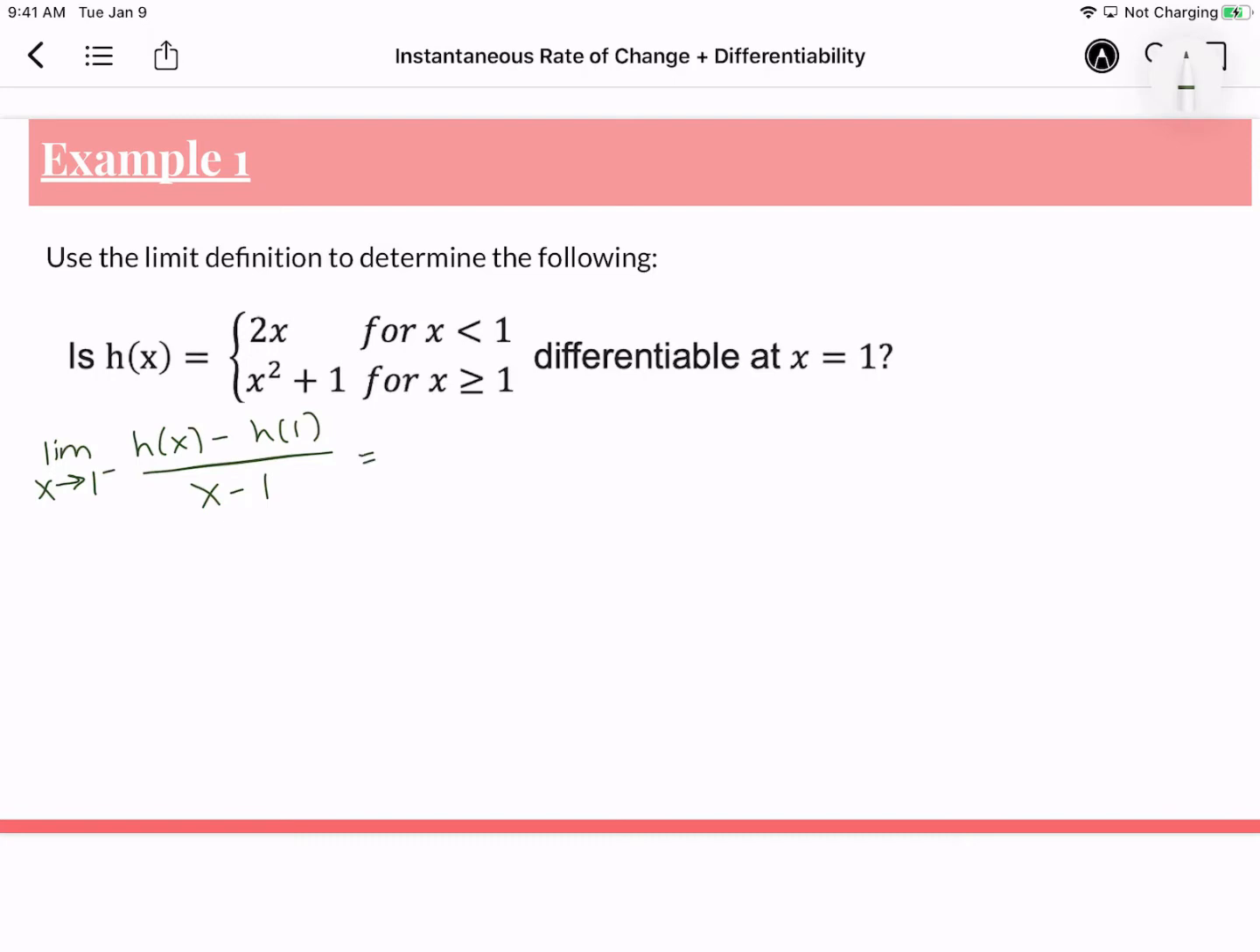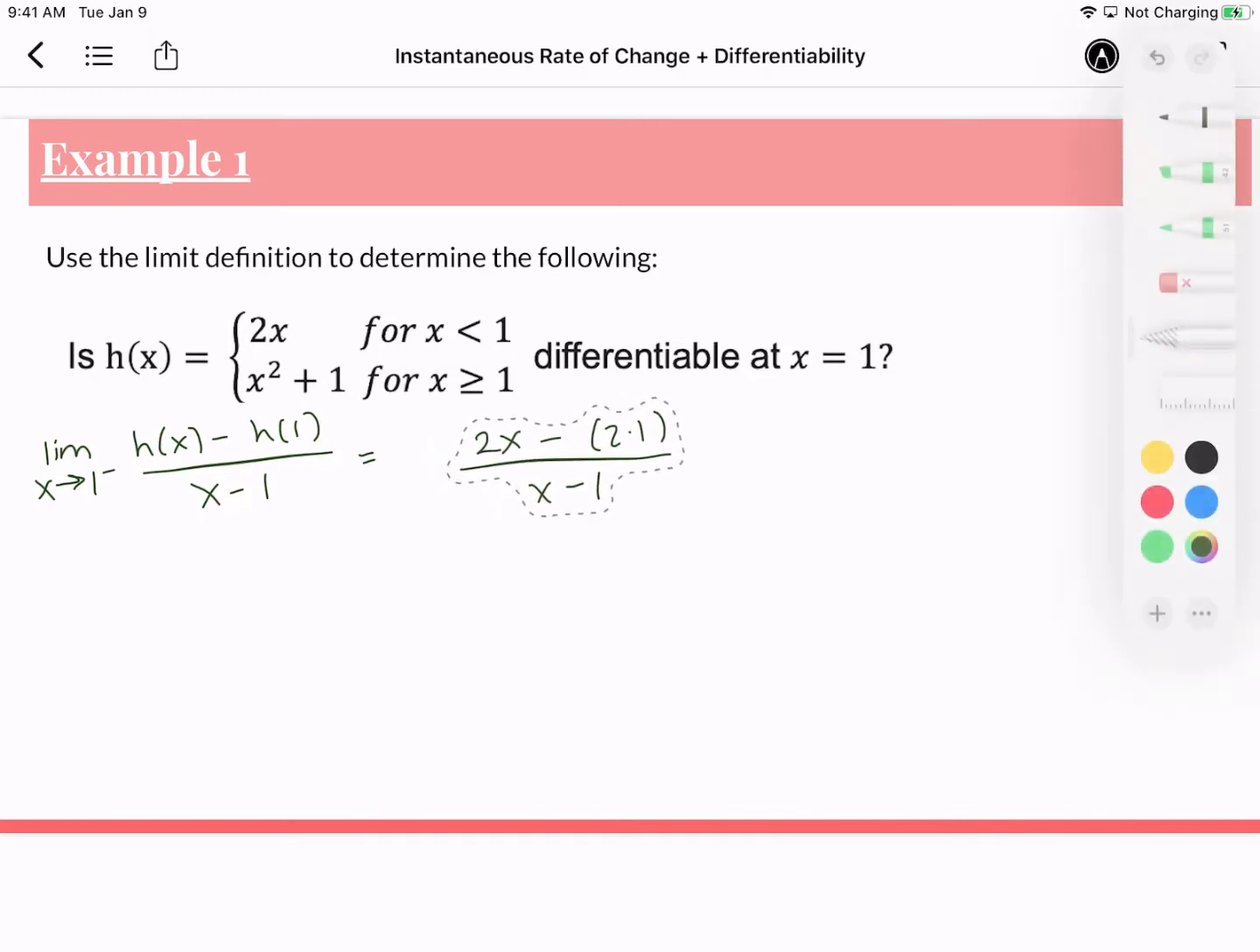So this equals 2x minus 2 times 1 all over x minus 1. Oops! I forgot my limit notation. You all know I do this so much. So I'm going to scoot this over. I can't forget my limit notation. I might lose points on my AP exam if I forget this.